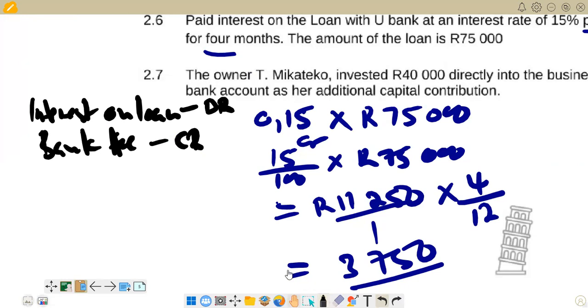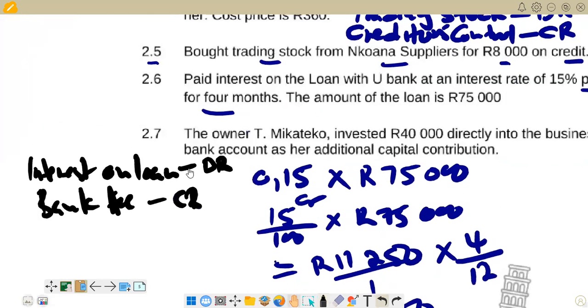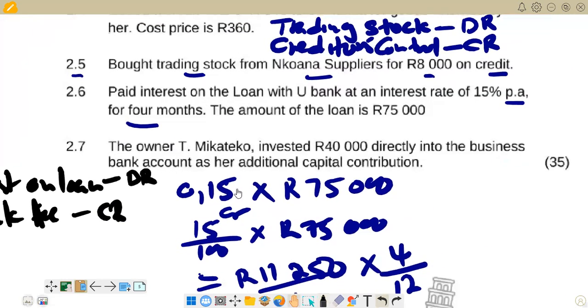Now we have 2.7 there. 2.7 reads: the owner, Mikateko, invested 40,000 rands directly into the business bank account as additional capital contribution. So this one is very simple. Money has been invested, 40,000. And remember, this is a capital contribution. So automatically we've got a capital account that is there, one of them.